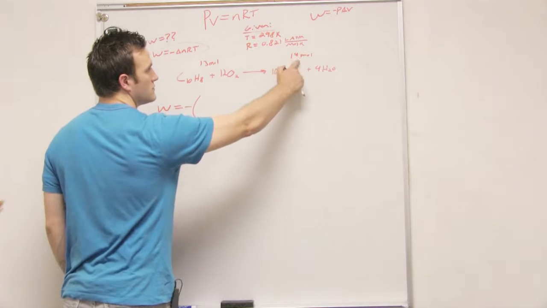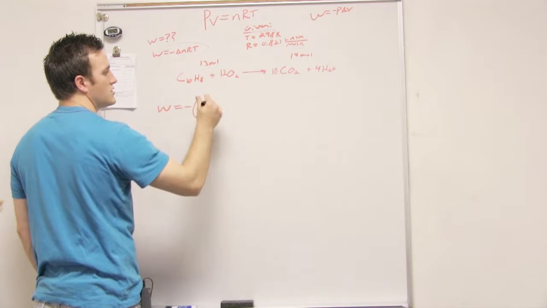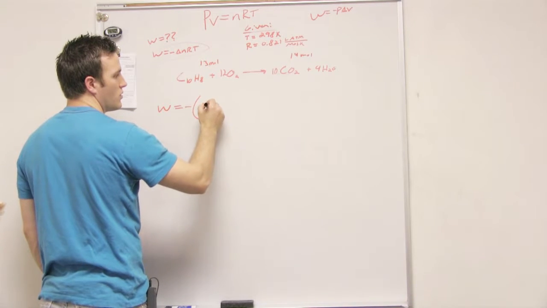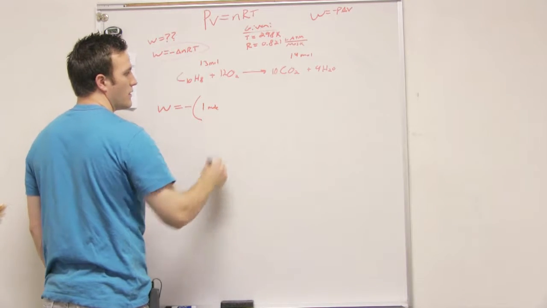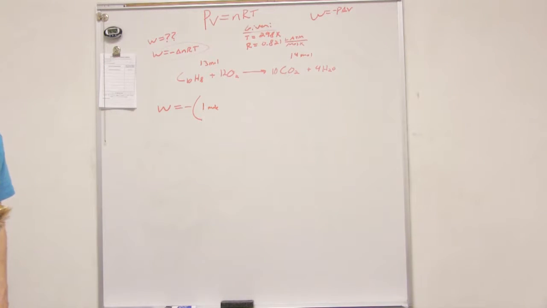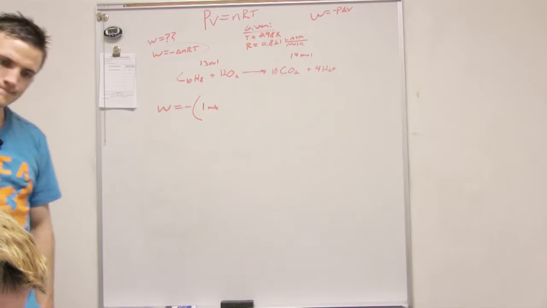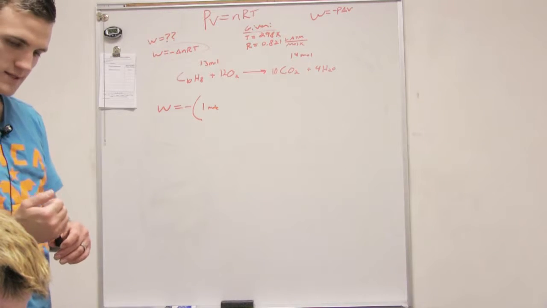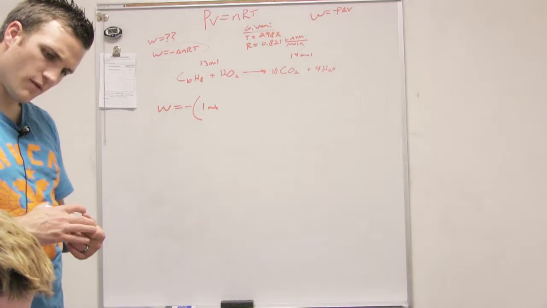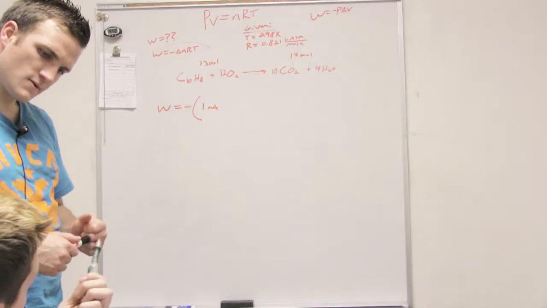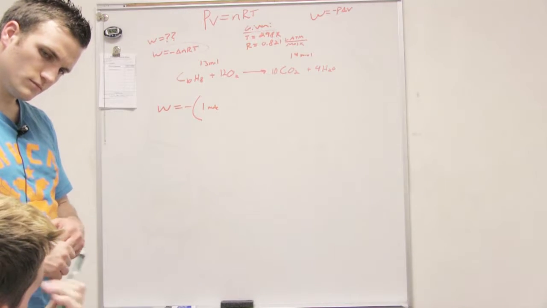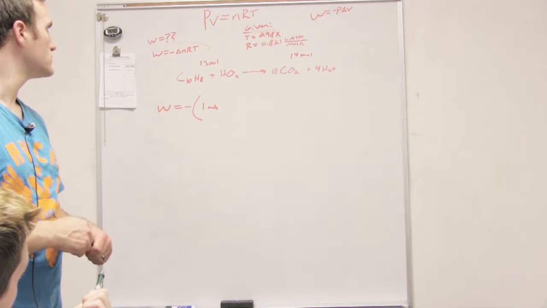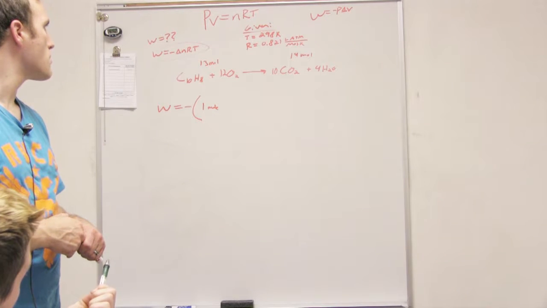Okay, so final is 14 minus initial is 13. It should be 1 mole. But you got 2 in class? Is that what he did, or what your group was doing? What we did was the 10 minus the 12, because you only want the gases.